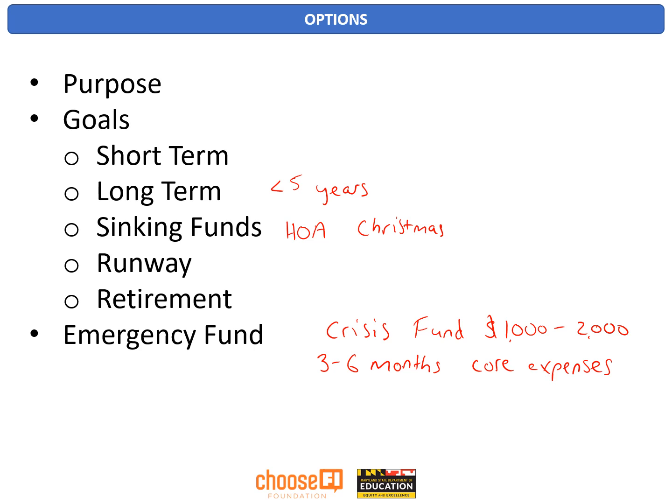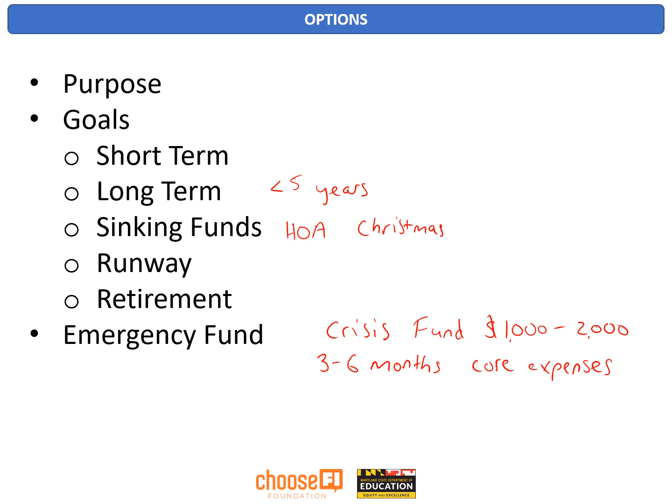A runway fund would be more than that. So you're saying, okay, I might have a 2-year runway in case my new business doesn't work out, or to search for jobs and maybe hop around a little bit to find the right situation. Three to 6 months of core expenses is what most people consider a true emergency fund. A lot of people might increase that to 12 to 24 months, depending on how risky their job is or how comfortable they feel.